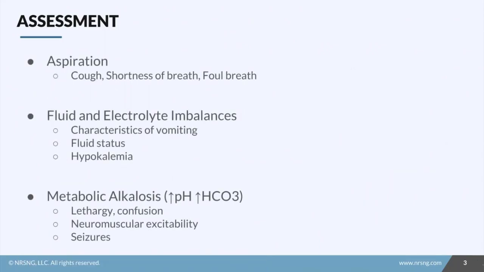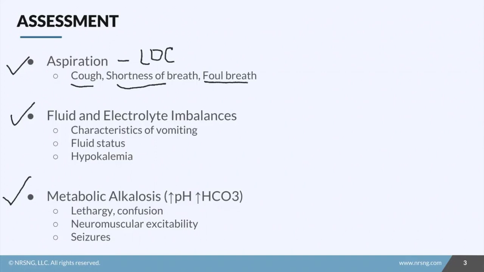Our assessment of a patient that's vomiting is really going to be focused on the three biggest complications that we see with it. And those are aspiration, fluid and electrolyte abnormalities, and metabolic alkalosis. So really, our assessment is going to start by assessing their level of consciousness. Any patient that has a lower level of consciousness is going to be at a really increased risk for aspirating and compromising their airway. So anytime we see a patient that isn't awake or alert, they are at a higher risk. And signs that a patient may have aspirated are coughing, shortness of breath, and maybe a really bad smelling breath.